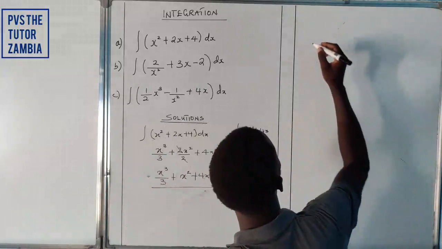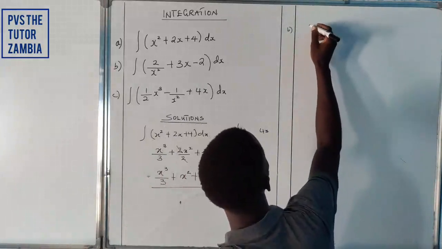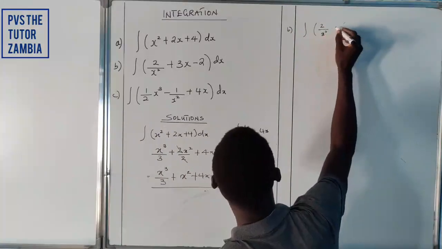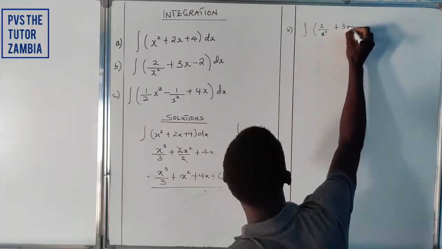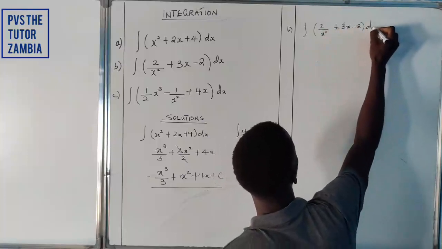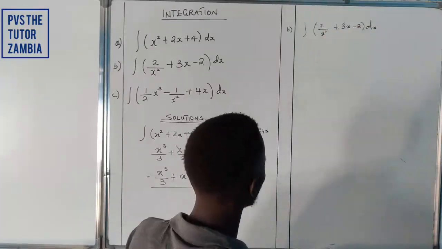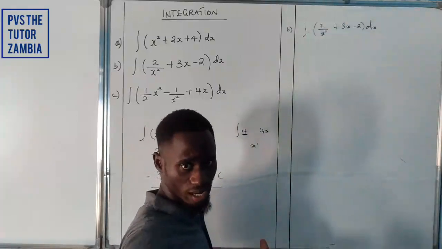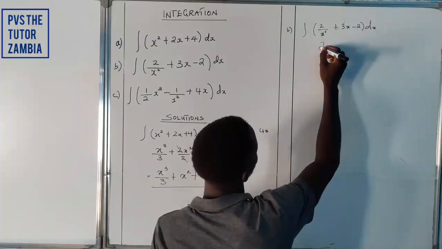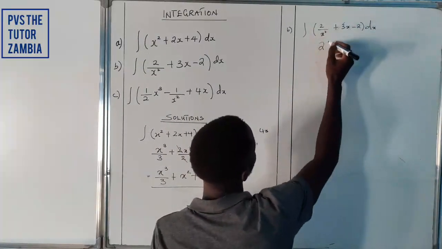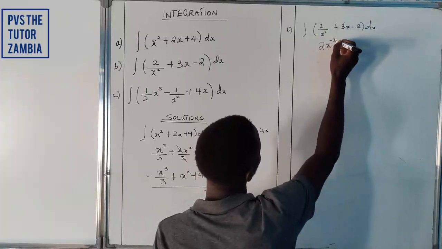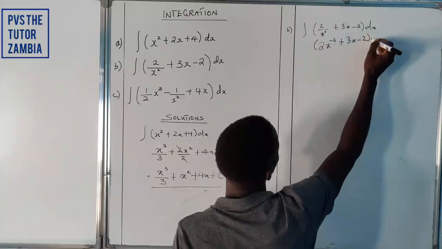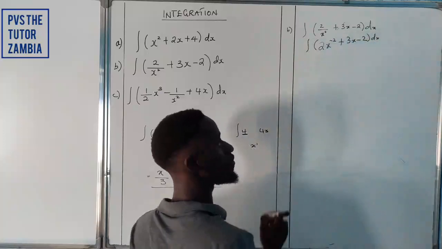Next, let's look at b. We are finding the integral of 2 divided by x squared, plus 3x minus 2, dx. So how do we do this now? What we do is we need first to reciprocate this into a standard form. So we are saying 2, this x when it goes up, becomes x to the power negative 2, plus 3x minus 2. So we have something like this now, and we are finding the integral of that.